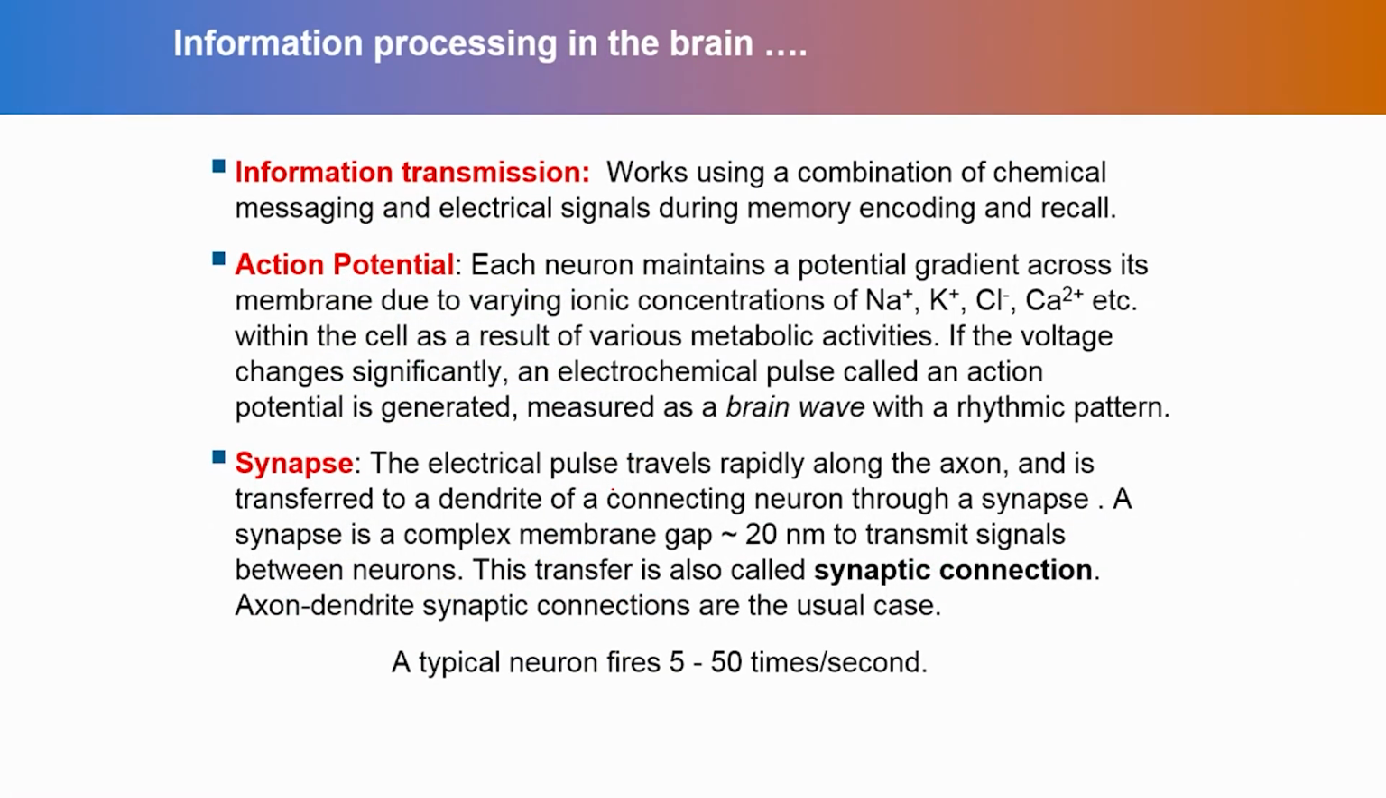Now, how do we do information processing in the brain? There are many stages to this. The first step is the information transmission. So, this works using a combination of chemical messaging and electrical signals during memory encoding and recall. This is the heart of it. So, whenever we have to store patterns, we have to recall patterns, there is some encoding happening there, and because of which there is information transmission.